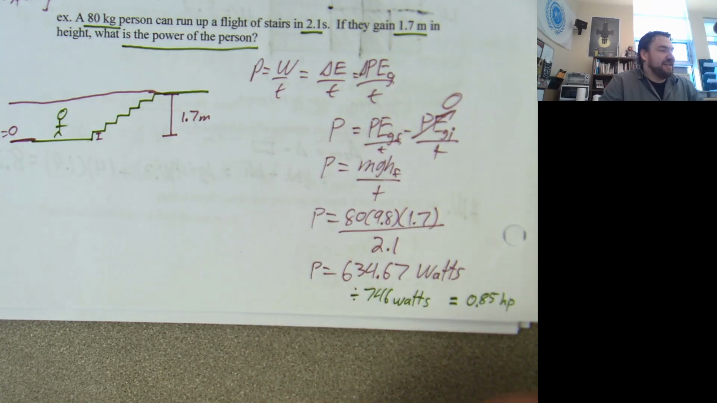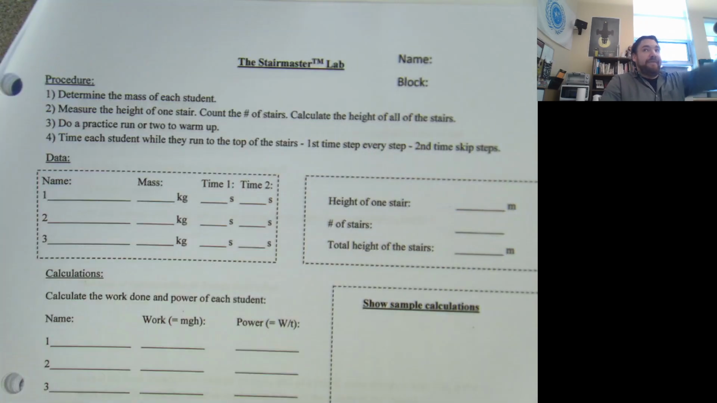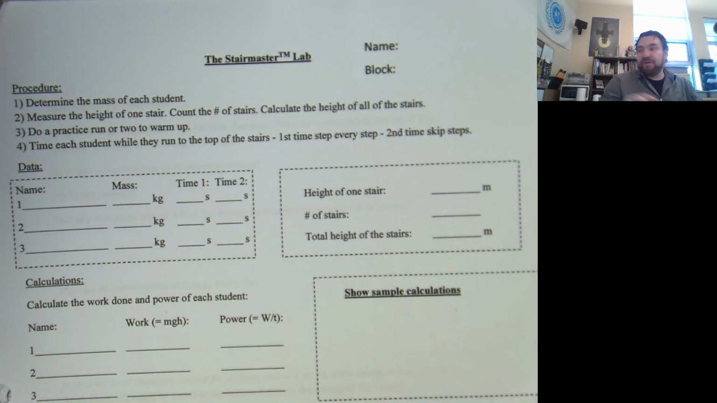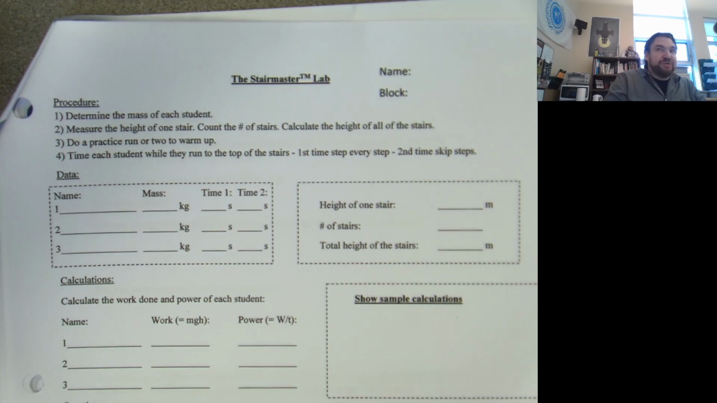If there are no questions about the example we just did, I want you to flip ahead to what I have called the Stairmaster Lab. And Stairmaster is trademarked, not by me, but by the people who own Stairmaster. You're going to do this as a lab and you're going to hand it in, which is why there's nothing on the back page. Here's what you're going to have to do.